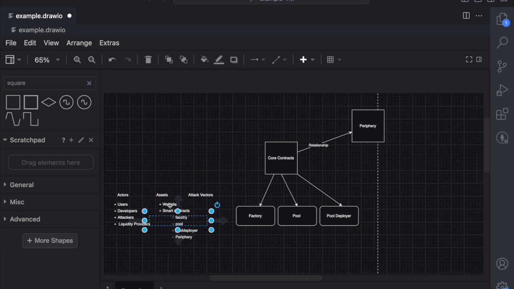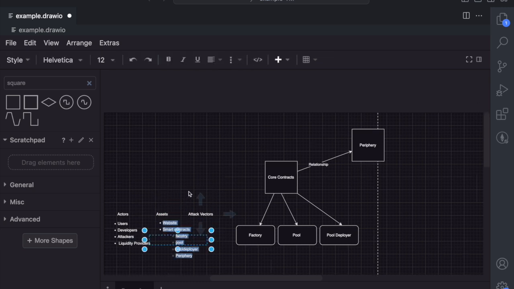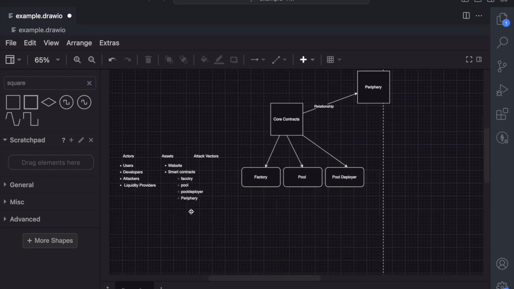And you notice I put website because there are also Web2 portions of this architecture that you want to include. That's if you are doing a full holistic security review. If you're just focusing on the smart contract auditing side, this is really what you look at, the contracts.